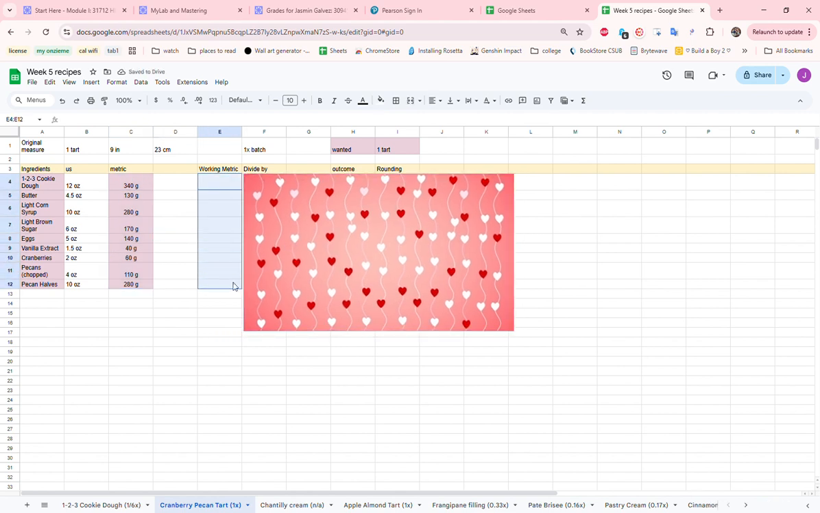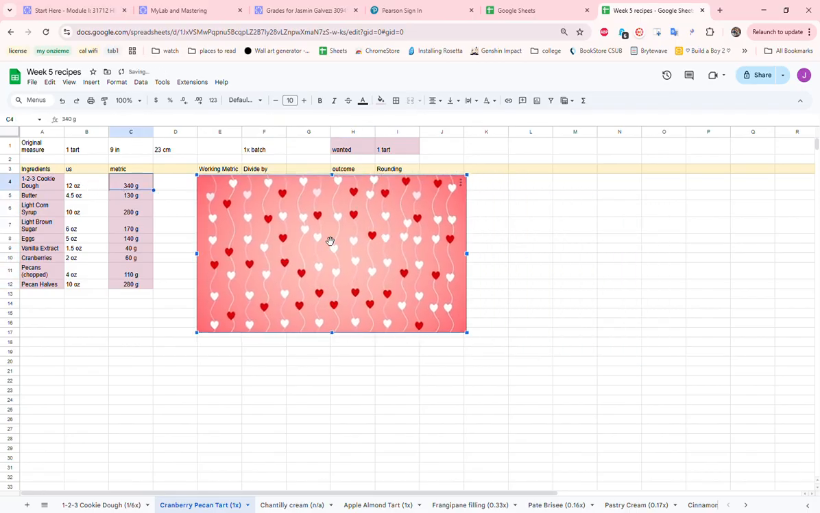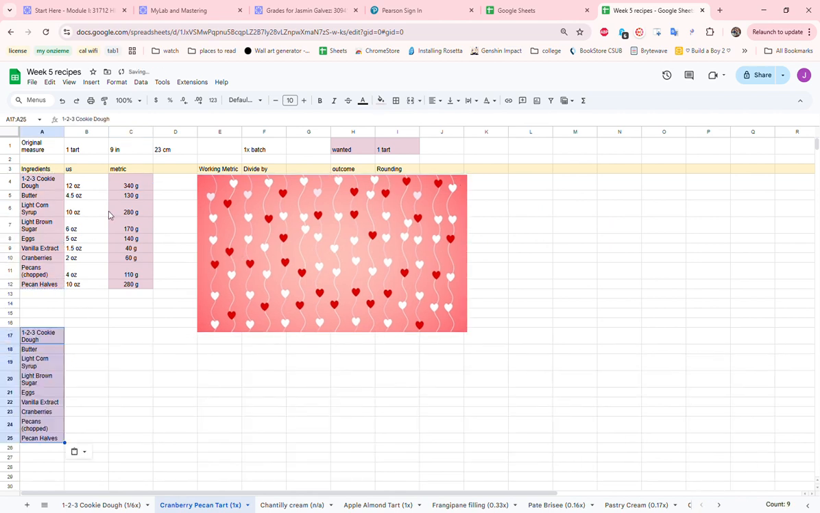And we're transferring all of these into our working metric. Because the wanted is 1 batch of tart, which is the original measurement, we're not going to have a working metric, because if we were to put all of this into the working metric only to divide or multiply by 1, we would get the same number as over here. So for this one, these are what you're going to place on your notes for in class.